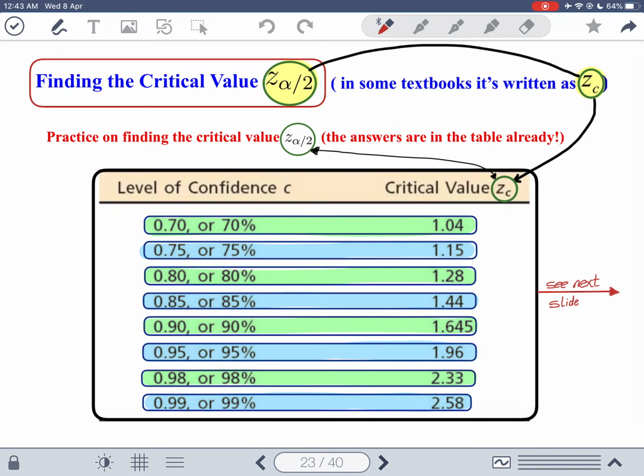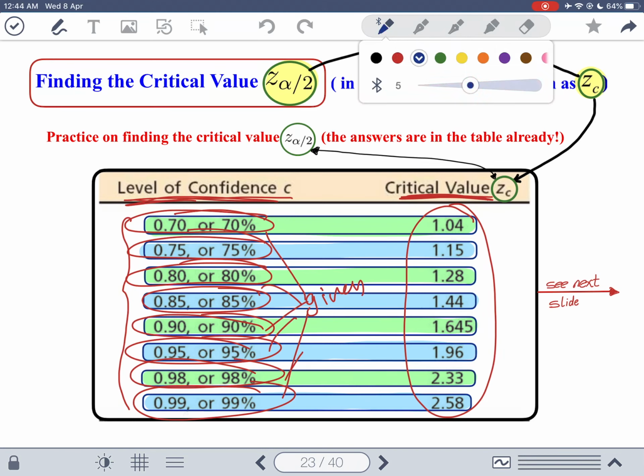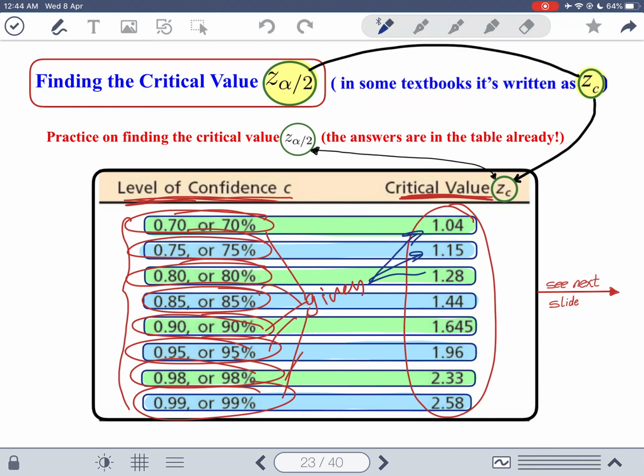So here I'm giving you several levels of confidence and what their critical values are. Please practice using the online calculator to get the numbers here. Okay, so this is given, all of them of course. Suppose that you want 70%, 75, 80%, 85, 90, 95, 98, 99% confidence, and use the online calculator to find the critical values for each.